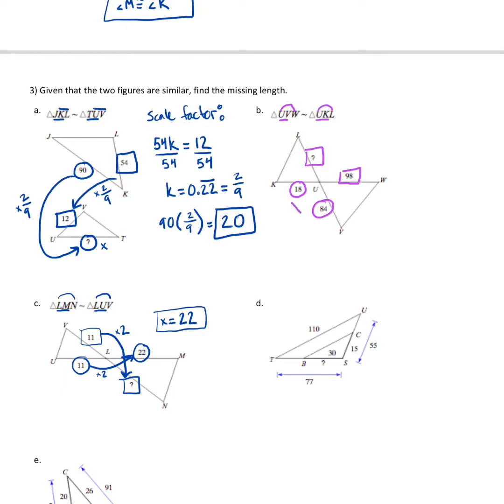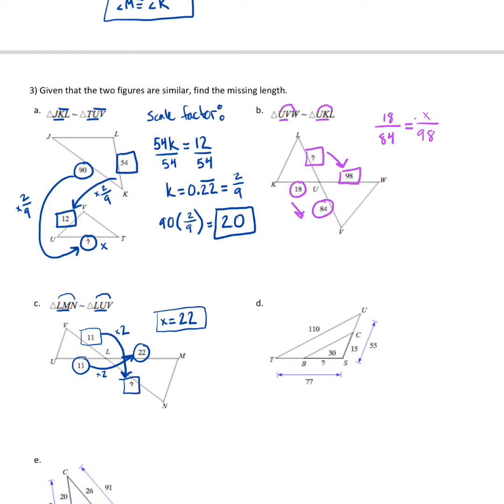I'm going to go left to right just because I read from left to right. If I want to go to the other direction, I could. So here's what I'm going to do. I know that 18 over 84 equals x over 98.